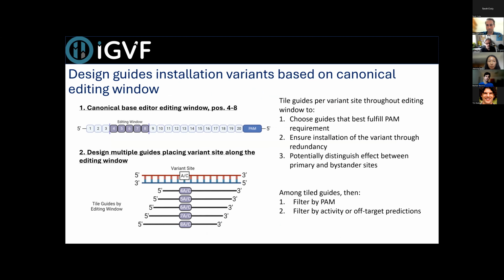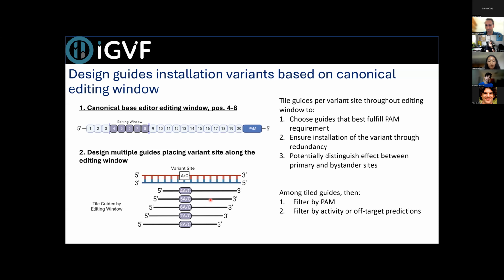So now getting into guide design. Essentially we want to ensure that we get editing at a particular variant site. So we can first generate guides that are tiled across the variant, where the variant site is in different positions of the editing window, so position 4 to 8. Therefore, we can generate 5 guides where the A or C base, depending on if the variant is ABE targeting or CBE targeting, varies between position 4 to 8 within the editing window.